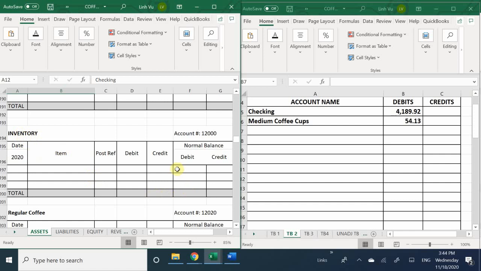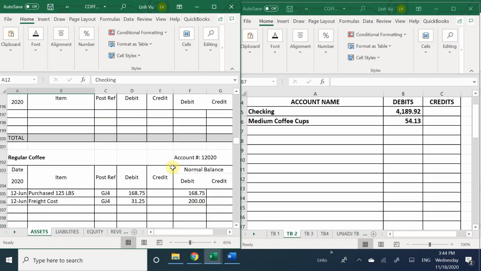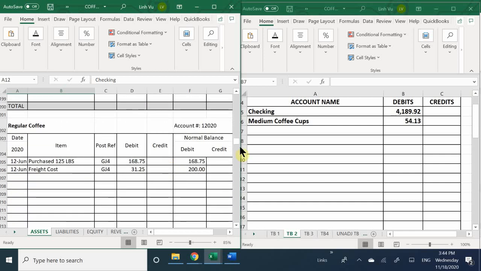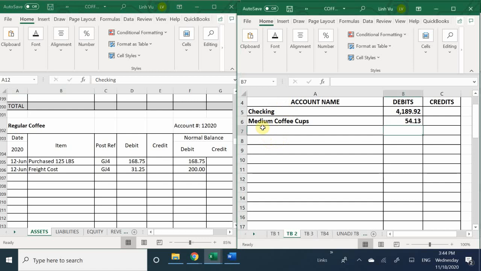Yes, we do have inventory. Our sub-accounts are going to be regular coffee and supreme coffee because that's what we placed in inventory. So I have regular coffee.